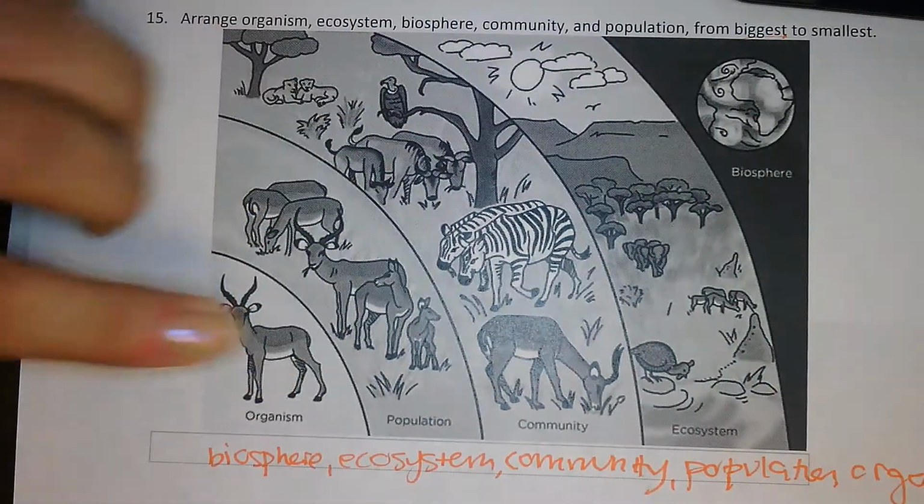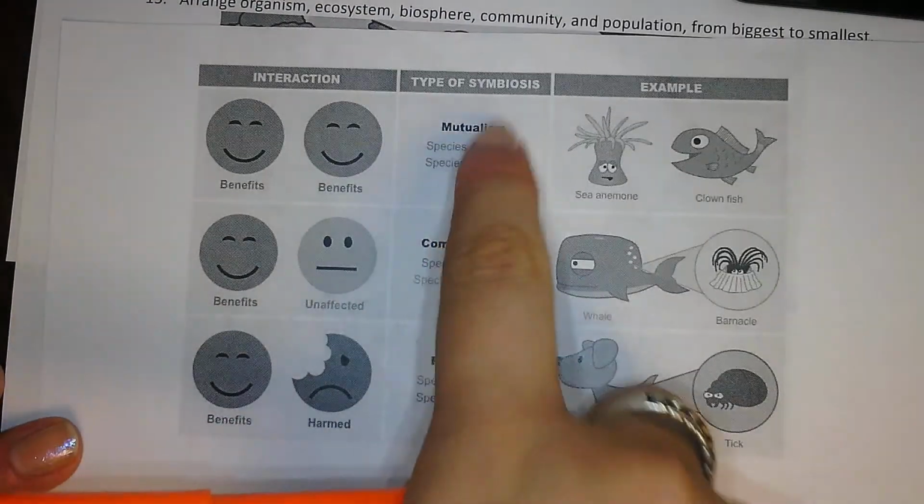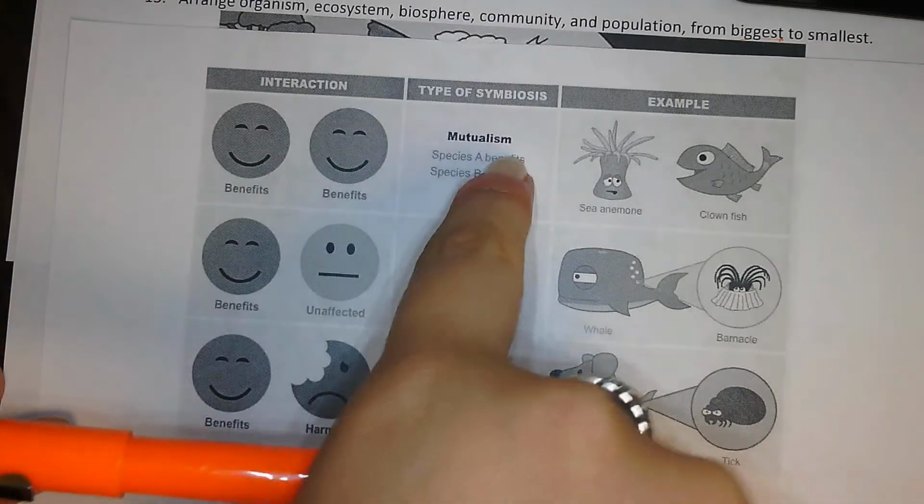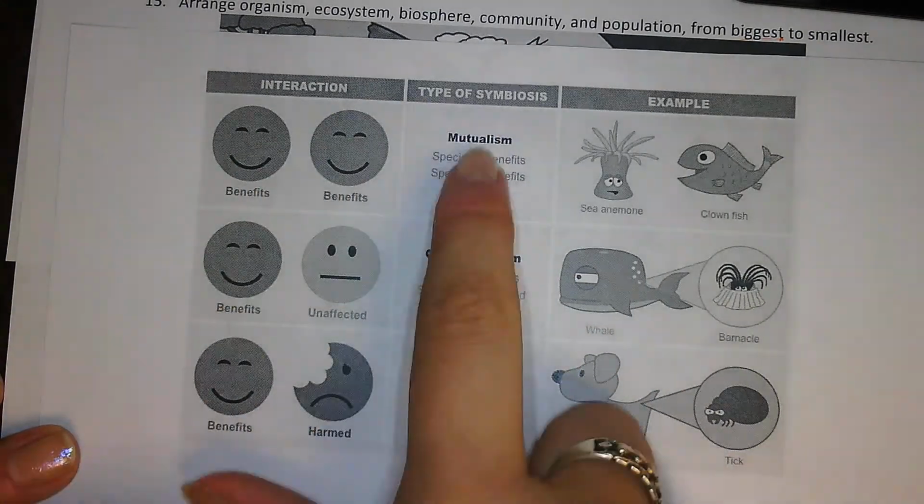All right, last but not least, you need to study this picture. There will be 2 questions on the test that ask you to identify relationships between mutualism, commensalism, and parasitism. This is a really good picture to study what each of these 3 mean.